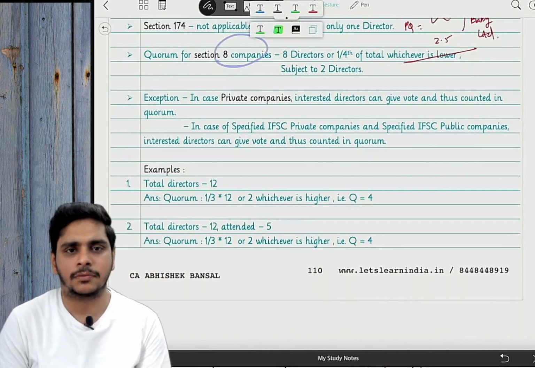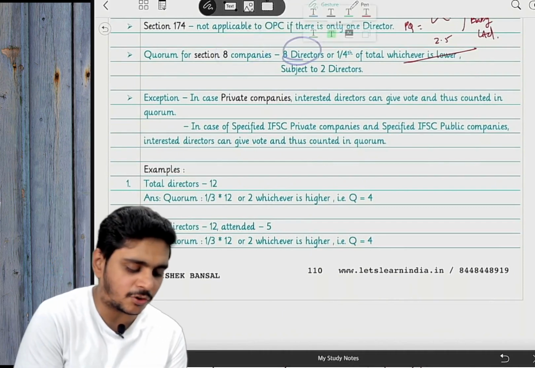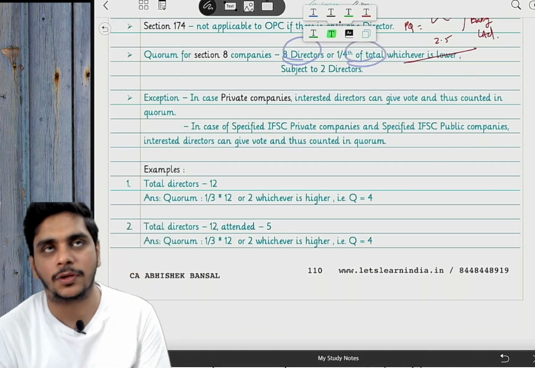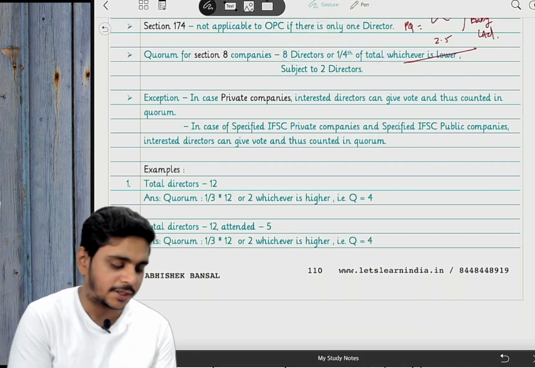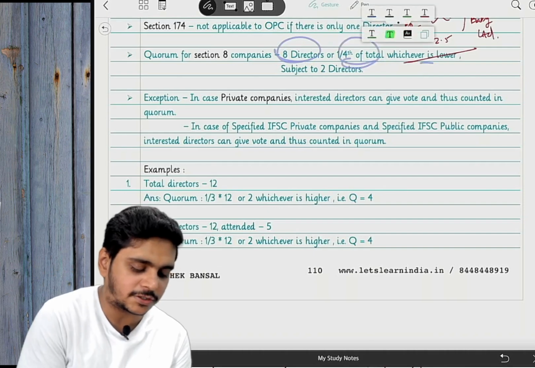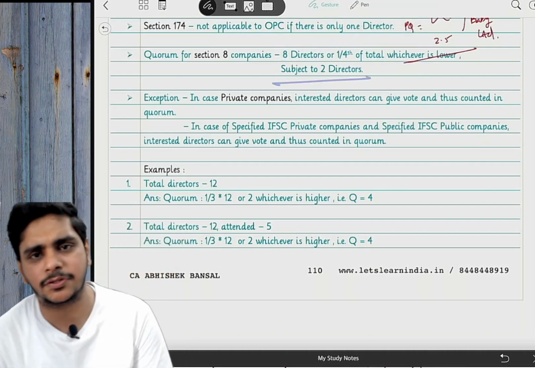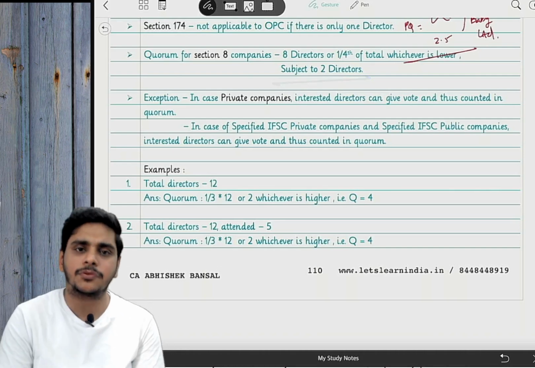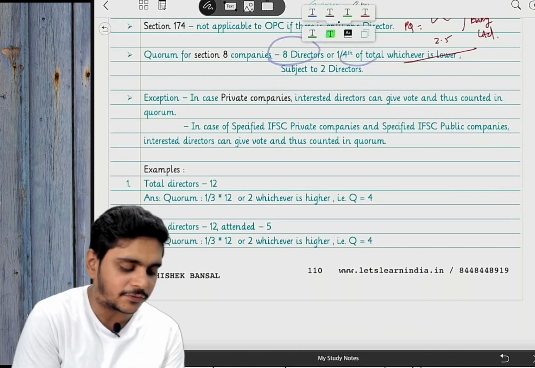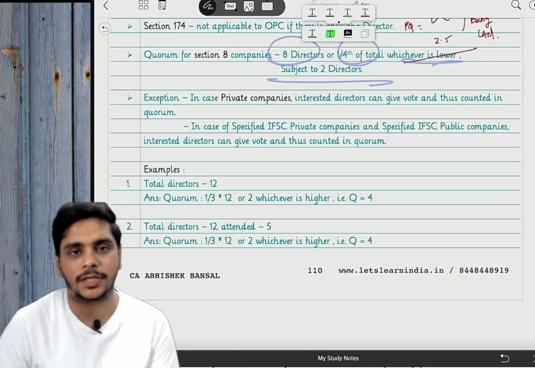Then for a Section 8 company, the quorum is 8 directors or 1/4 of the total, whichever is lower. Generally we say whichever is higher, but here it is 8 directors or 1/4 of the total, whichever is lower, subject to a minimum of 2 directors.